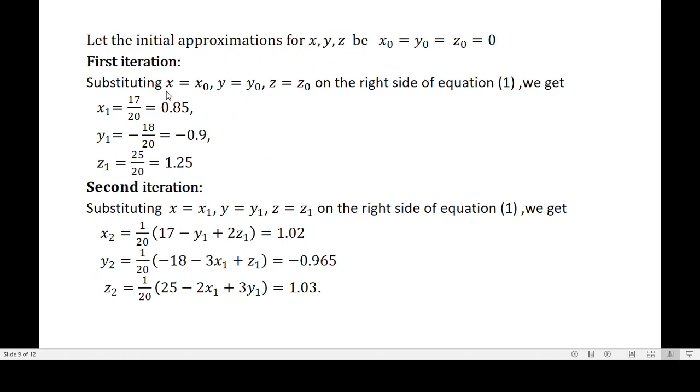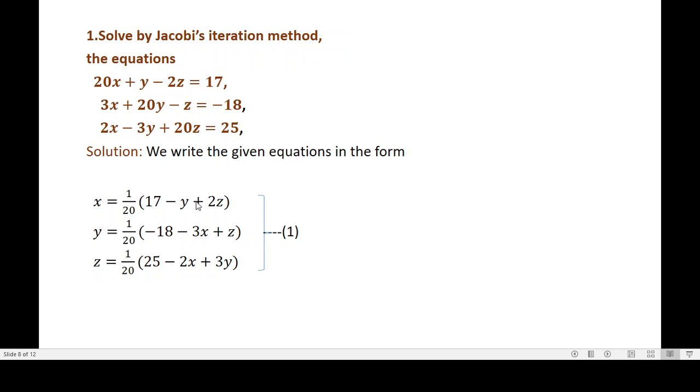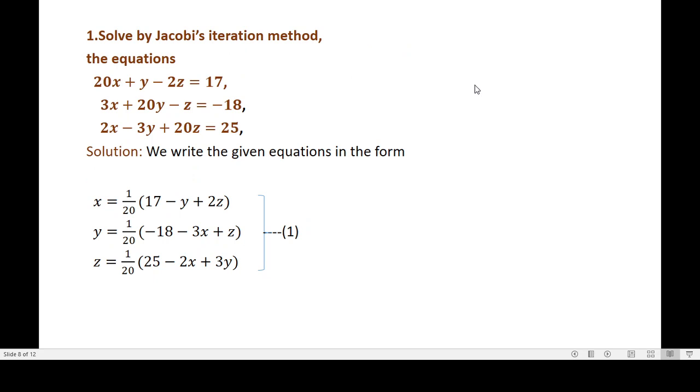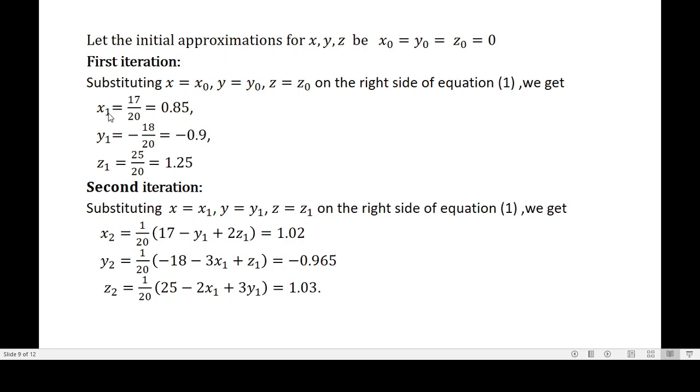Okay. Now what is the first iteration? We substitute x is equal to x naught, y is equal to y naught, z is equal to z naught in the right side of equation 1. So first iteration is x1 is equal to 17 divided by 20, because the initial approximation is equal to 0. 2 into 0 is 0. y1 is equal to minus 18 divided by 20. z1 is equal to 25 divided by 20. So first iteration is x1 is equal to 0.85, y1 is equal to minus 0.9, z1 is equal to 1.25.